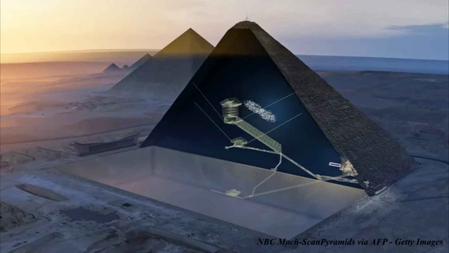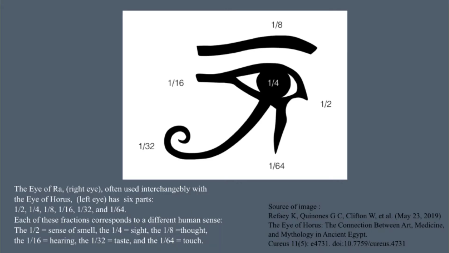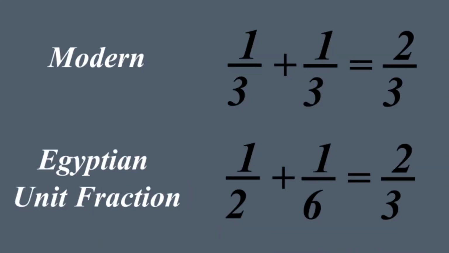In addition to being well versed in the use and application of proper and improper fractions, the Kemetians also employed a system of unit fractions, that is, fractions with a constant numerator of 1. In this system, no two unit fraction addends were allowed to be the same. Rather than 1/3 plus 1/3 equals 2/3, they would compute 1/2 plus 1/6 equals 2/3.